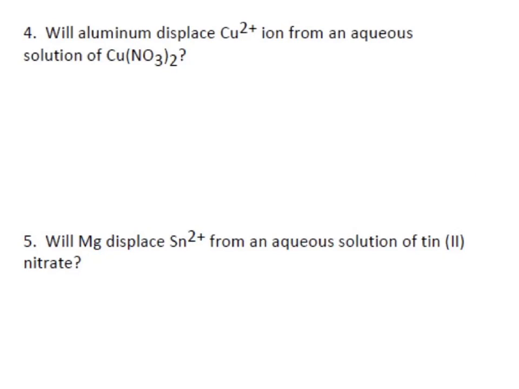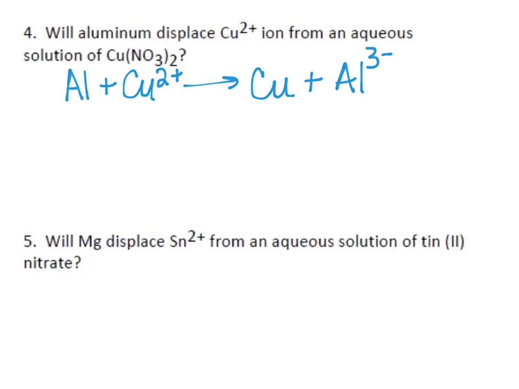Okay, so let's go work another problem. Will aluminum displace copper 2 ion from an aqueous solution of copper nitrate? So this is a single replacement. I want to know if aluminum can kick out the copper 2 and become the ion. All right, the nitrate I took out because it's a spectator. It's not part of the redox.